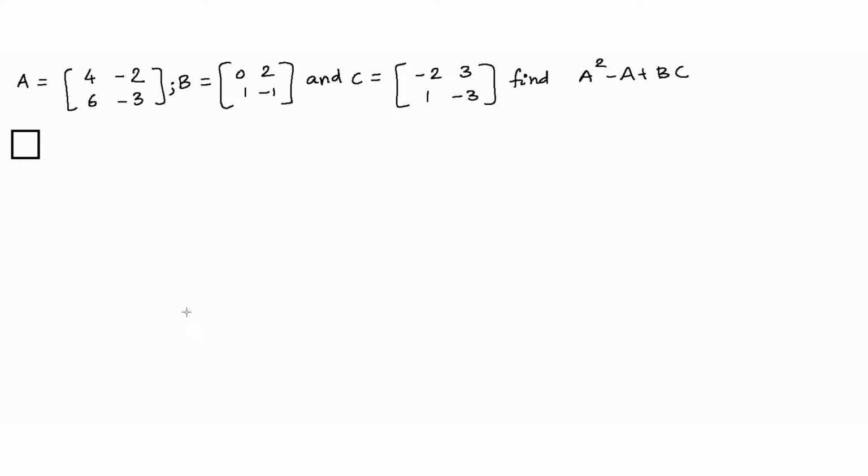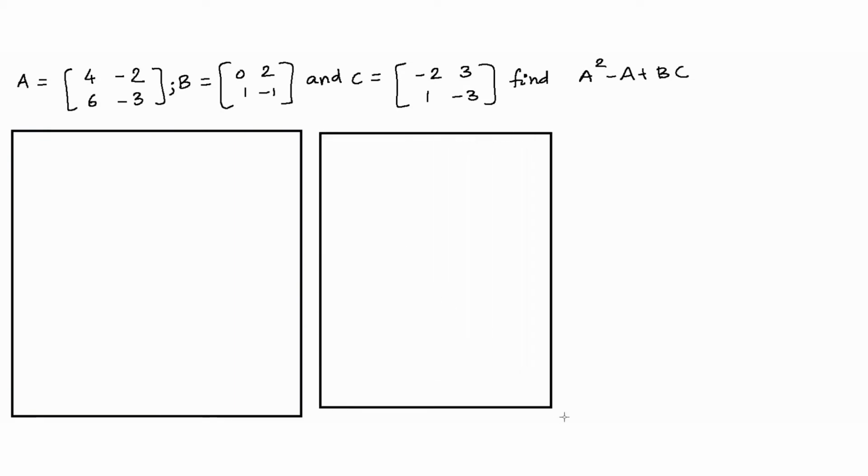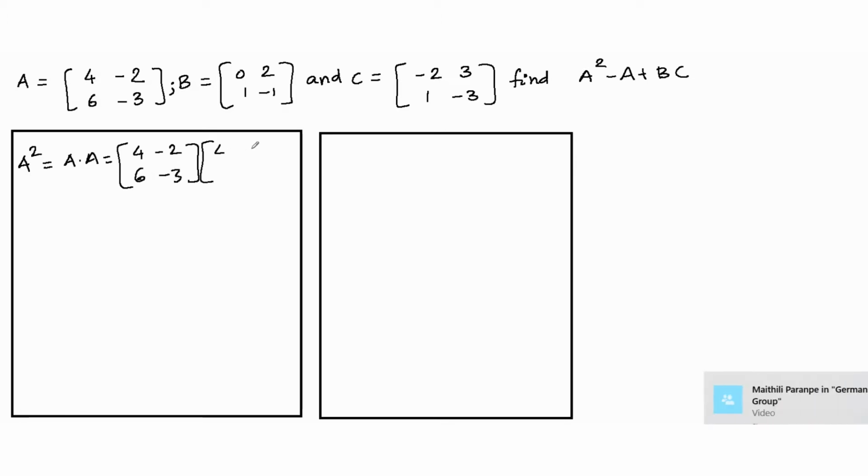The first component that we have to find is A square. Then let us find the component BC and then we will just combine the terms that we have. So let's find these different components now. So A square would mean A multiplied by A, which is basically [4, -2; 6, -3] multiplied by [4, -2; 6, -3]. So let's multiply these terms now.